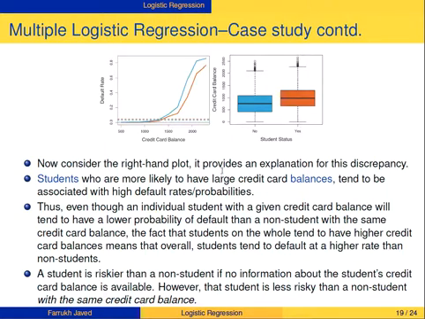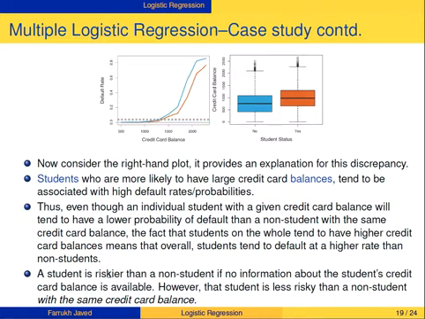Now consider the right-hand plot. It provides an explanation of this discrepancy. Students, who are more likely to have large credit card balances like here, tend to be associated with higher default probabilities or default rates. Thus, even though an individual student with a given credit card balance will tend to have a lower probability of default than non-students, the fact that students on the whole tend to have high credit card balances means that overall students tend to default at a higher rate than non-students. And again, this is because of the dependence between income and balance with the students.